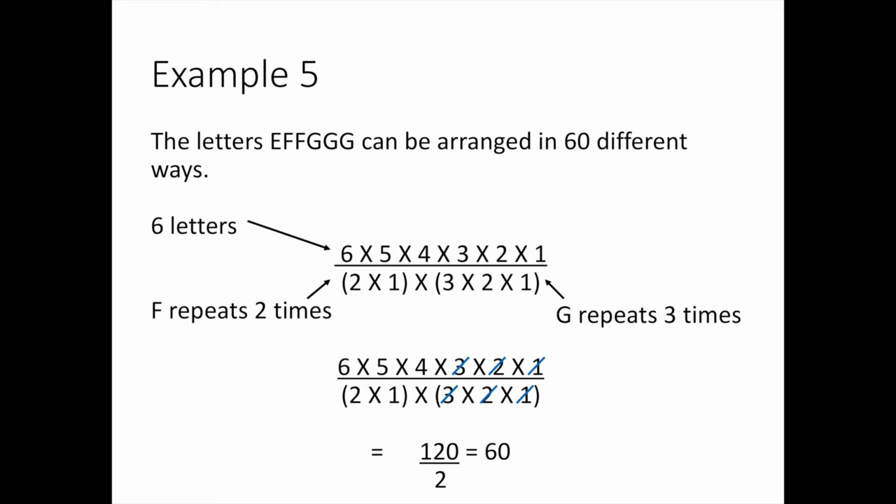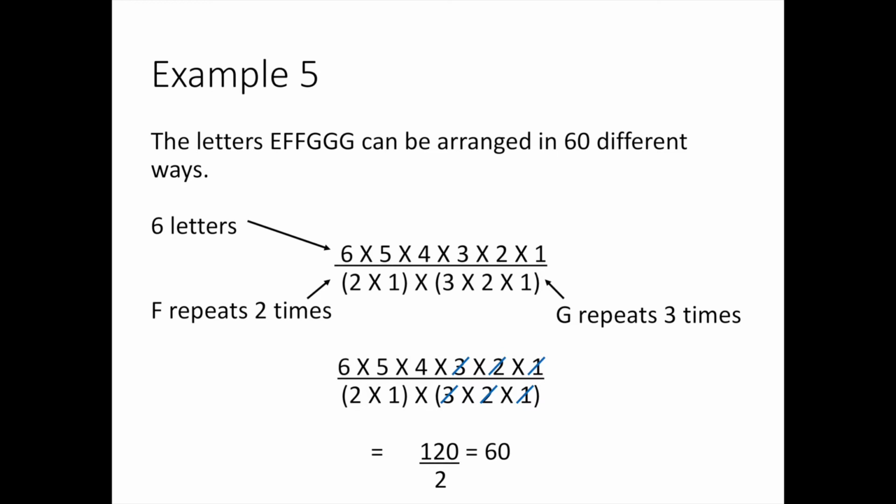First of all, there are 6 letters, so you do 6 times 5 times 4 times 3 times 2 times 1 in the numerator. Now in the denominator, the F repeats twice, so you do 2 times 1. But the G also repeats 3 times, so in the denominator you also multiply by 3 times 2 times 1.